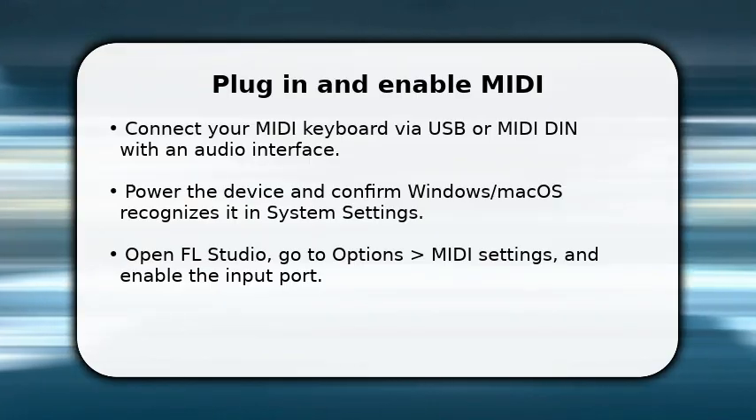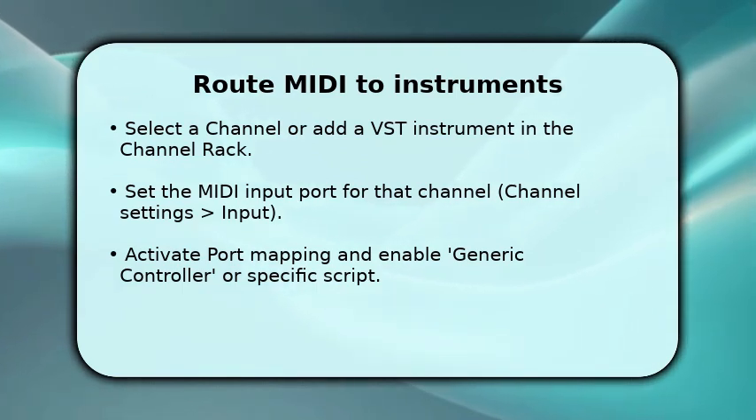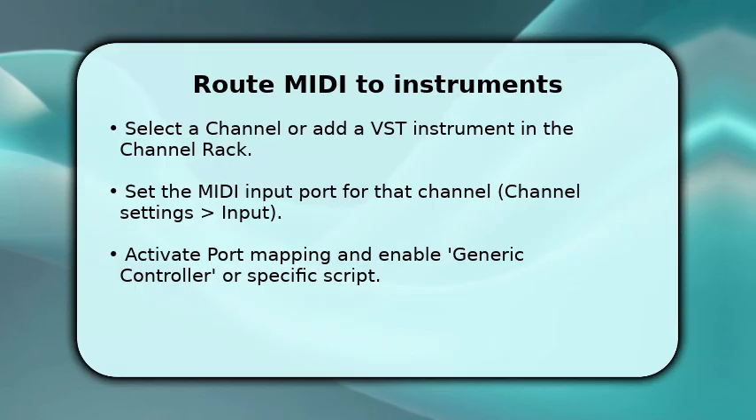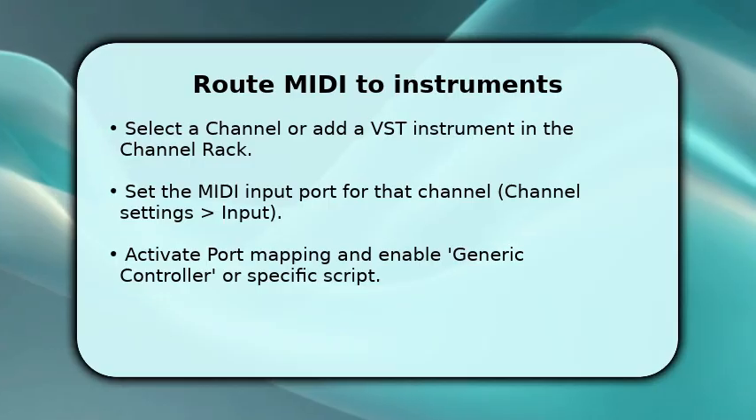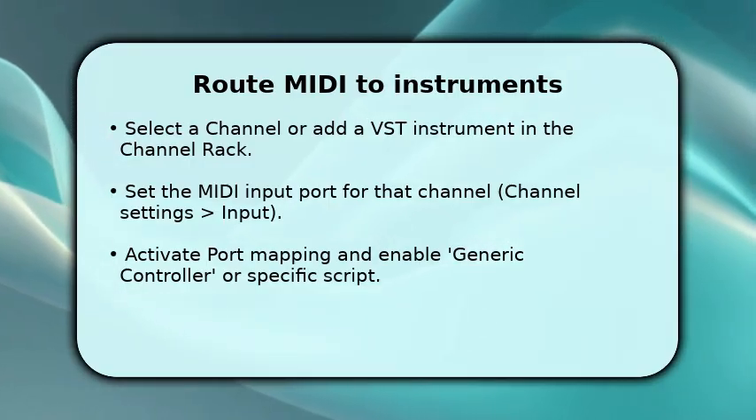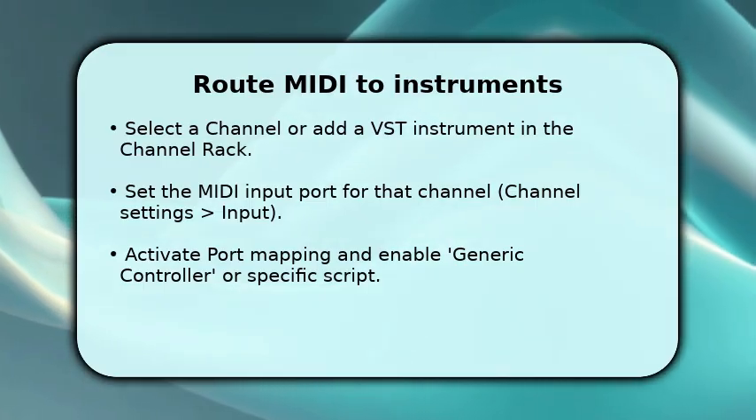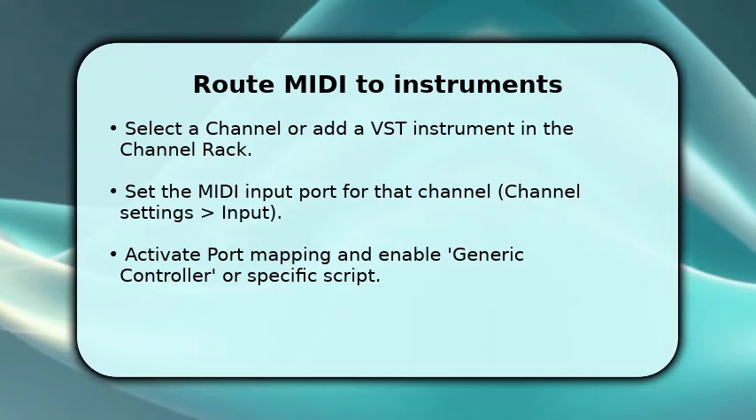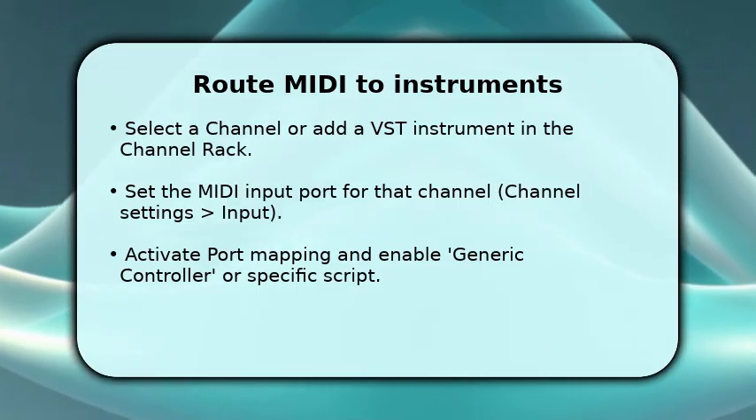Now that the port is enabled, move on to routing notes into a channel. Next, you route MIDI into an instrument. Add a VST or choose a channel in the channel rack. Once the instrument is loaded, open its channel settings and assign the MIDI input port you enabled earlier. This tells FL Studio which device controls that channel. Make sure port mapping is consistent across channels if you use multiple instruments. If available, choose the specific controller script for tighter integration, otherwise use generic controller. This routing step converts your piano playing into notes the VST will receive and play.